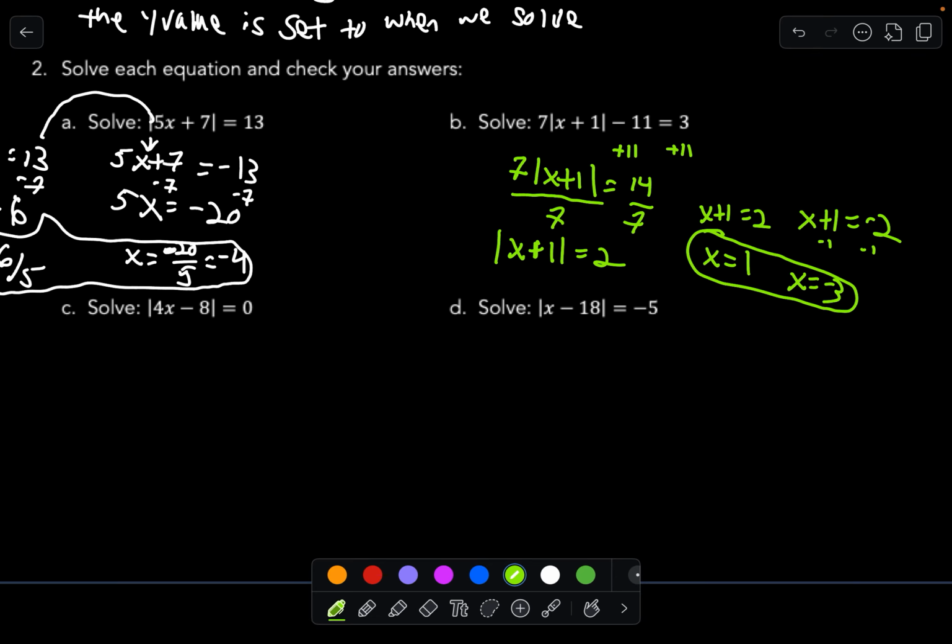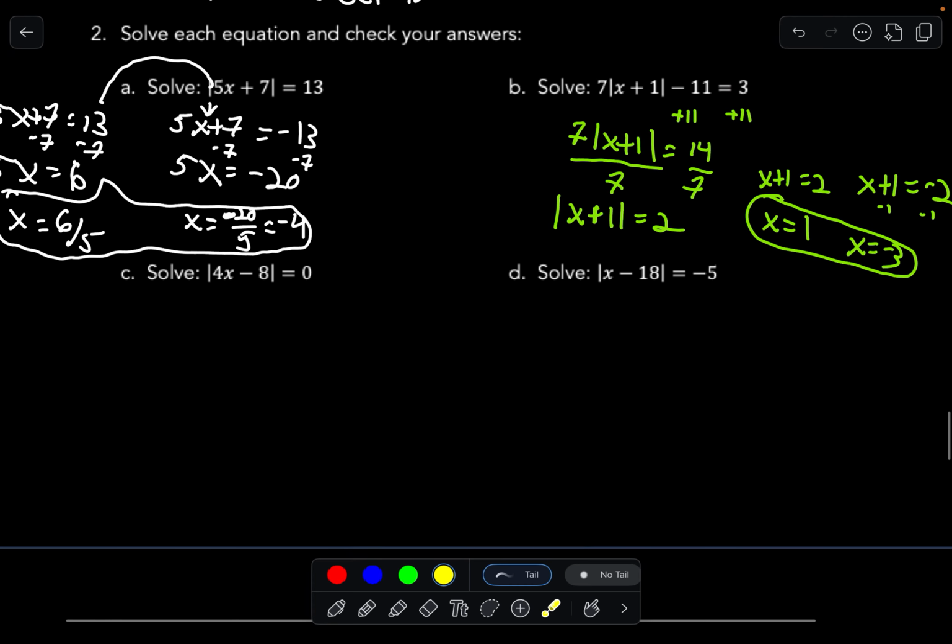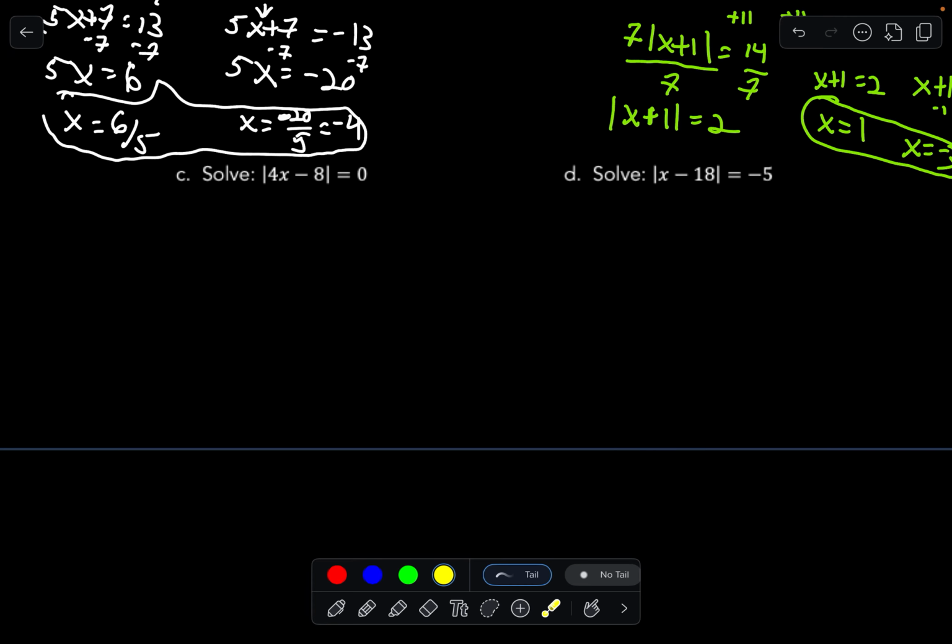We could check it, plug 1 in. 1 plus 1 is 2. Absolute value is 2 times 7 is 14. Minus 11 is 3. So 1 works, okay? We could try negative 3. Negative 3 plus 1 is negative 2. Absolute value is 2 times 7 is going to be 14 minus 11 is 3. Both those numbers work.